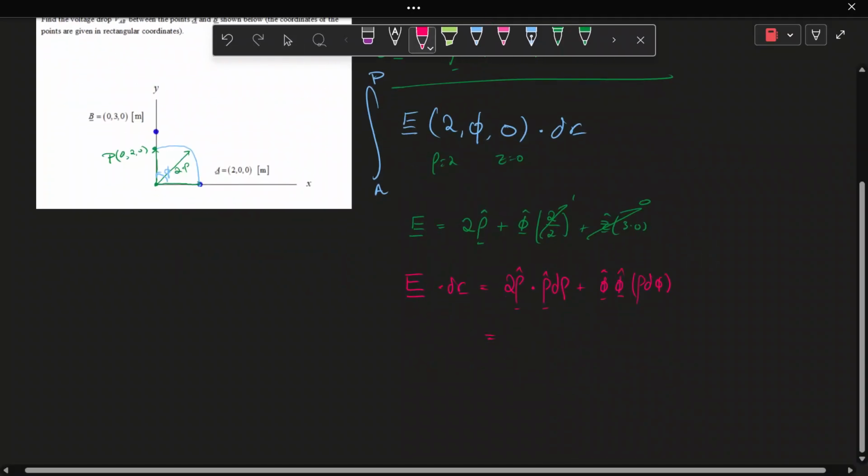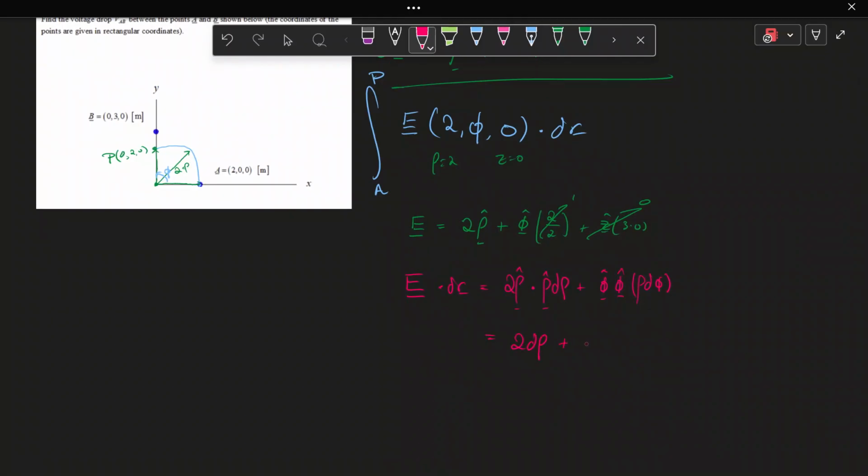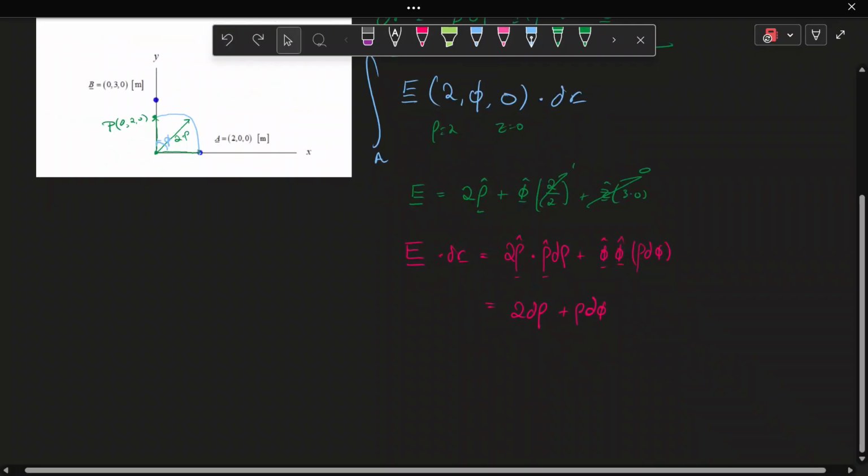Well, we know the rho hats go away, so we're left with 2 d rho. And now for this one, we are left with rho d phi. Yeah, rho d phi, not the hats. We don't need the hats there. And that's E dot dr. Now, the integration from point A to point P, what is that going to be?